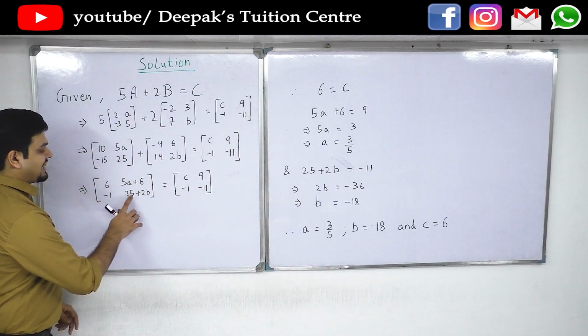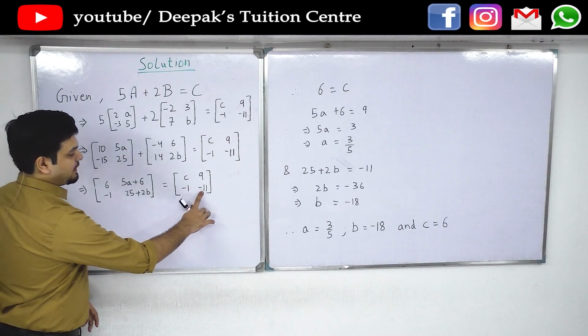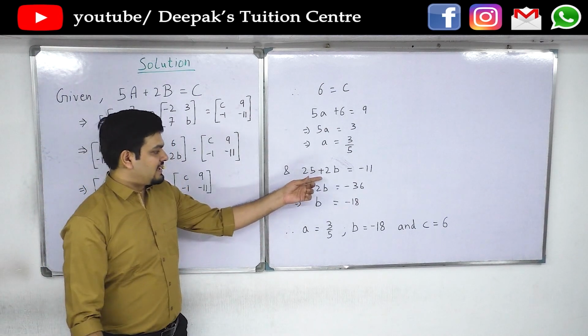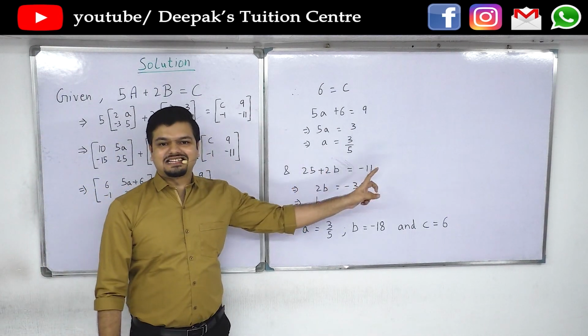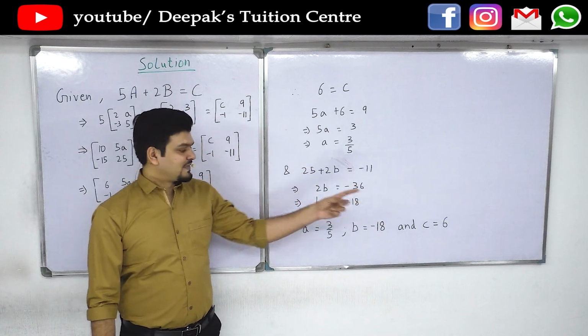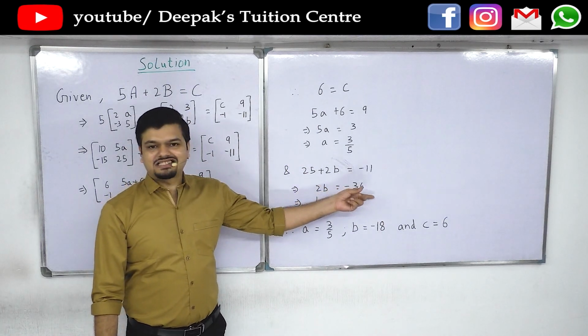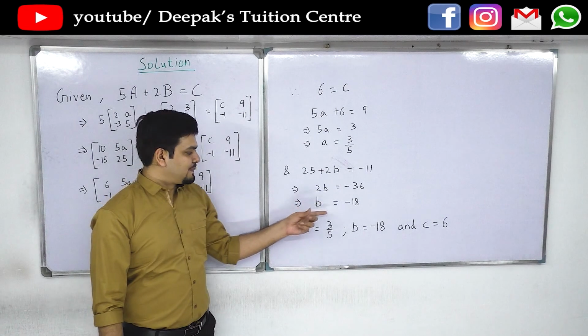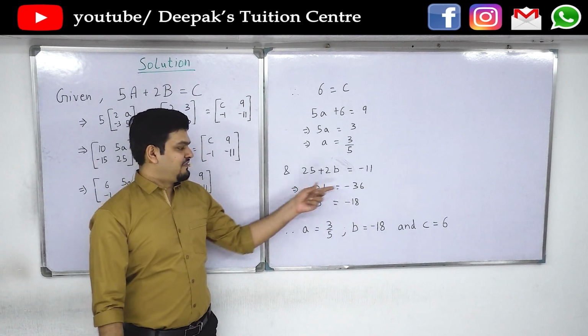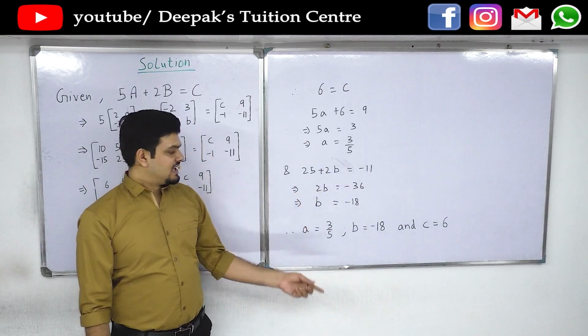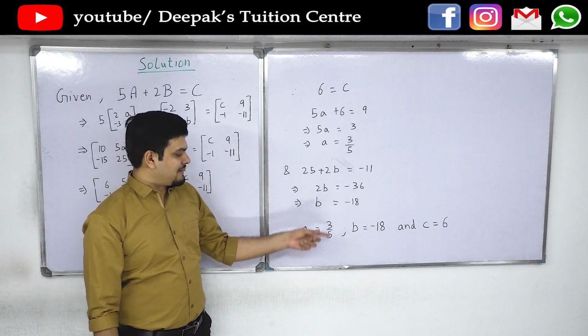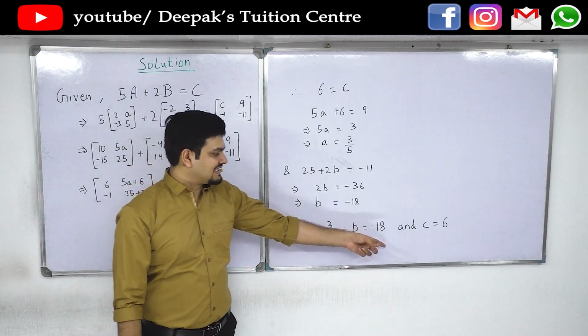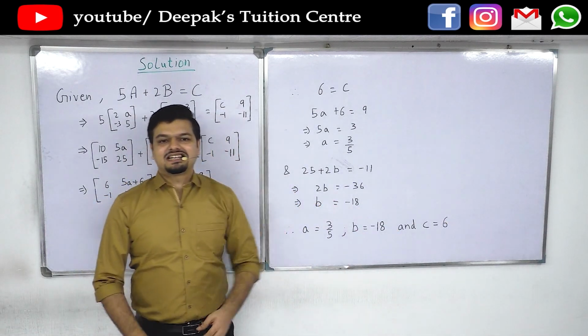And we can also say that 25 plus 2b is equal to minus 11. So 2b is equal to minus 11 minus 25, that is 2b equals minus 36, which implies b is equal to minus 18 if we divide both sides by 2. So therefore the value of a is 3 by 5, the value of b is minus 18 and the value of c is 6.